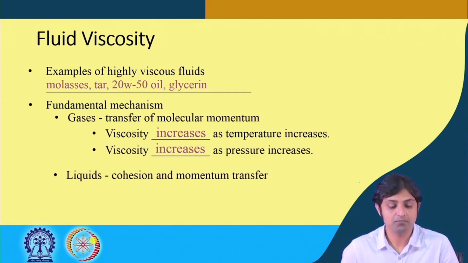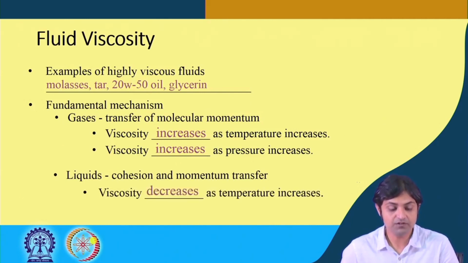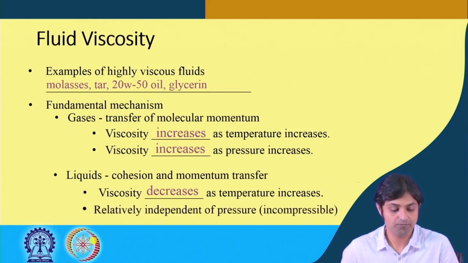In liquids, viscosity happens due to cohesion and momentum transfer, and here the viscosity decreases as temperature increases. It is very important to note that this is quite different from gases, where the viscosity increases on increasing the temperature. Also the viscosity in a liquid is relatively independent of pressure, for example in an incompressible fluid.